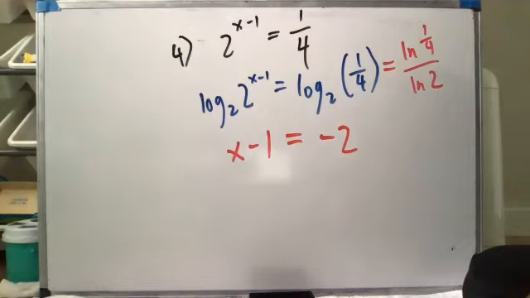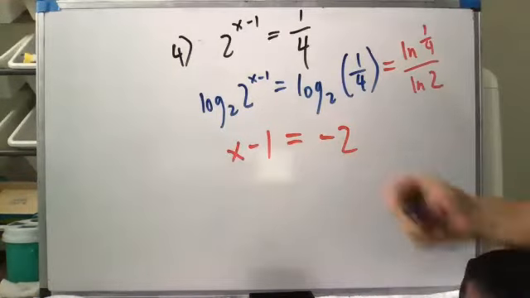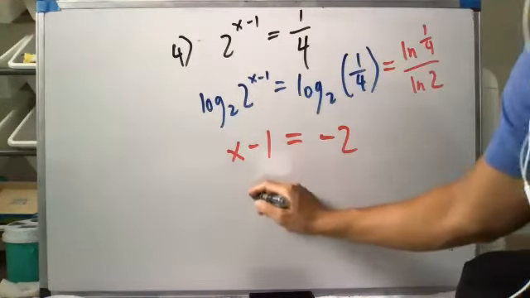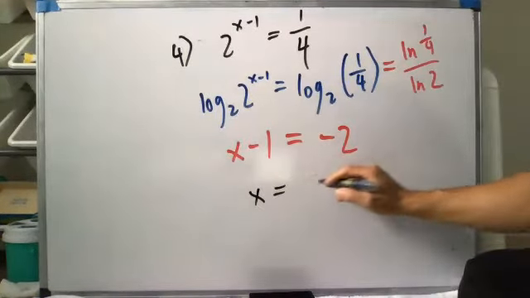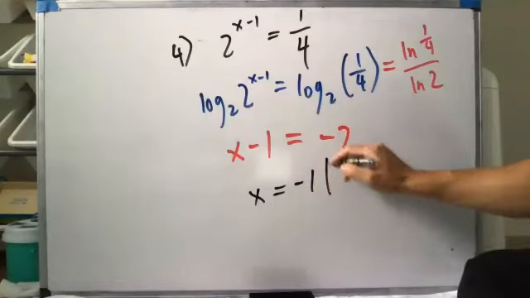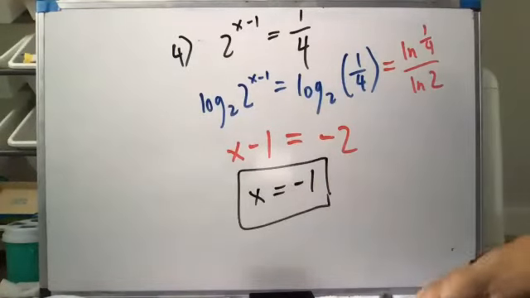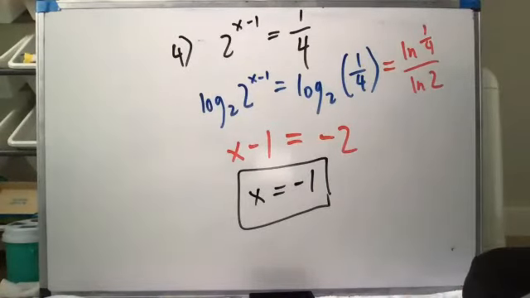So you could have just done that. No, I'm not completely finished because I haven't solved for x itself. So I just had to add 1 on both sides. And x is equal to negative 2 plus 1, which is negative 1. So there's your final answer here.